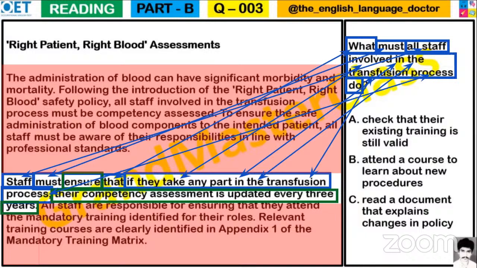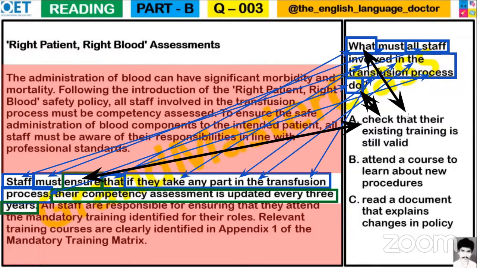Do what? Ensure. So do check. Check means ensure. If you check, you will make sure. If you check, that means you are ensuring it. Now I'm changing the color and the thickness. Do means you do check. Ensuring. That means what? Their means staff's.